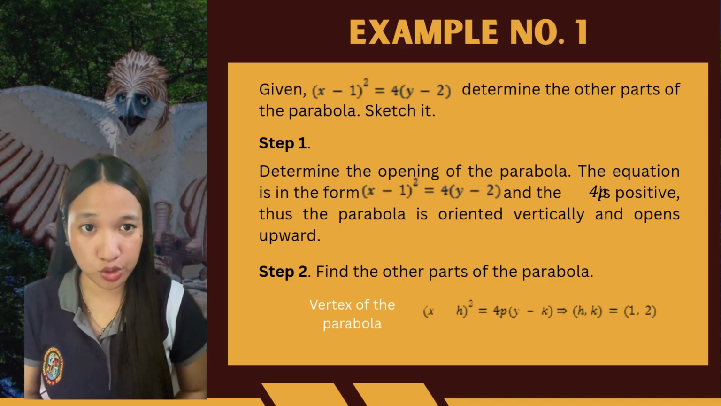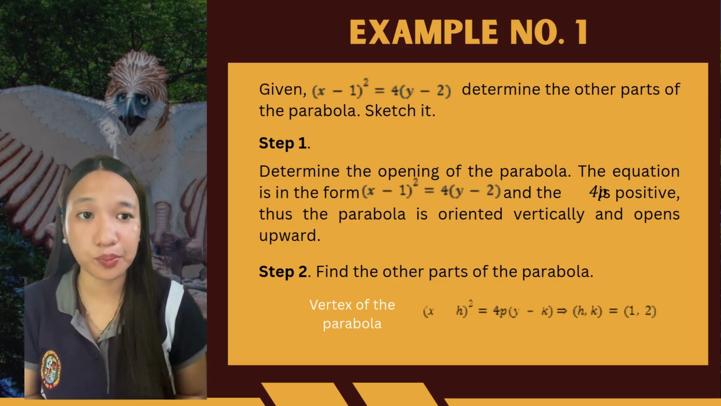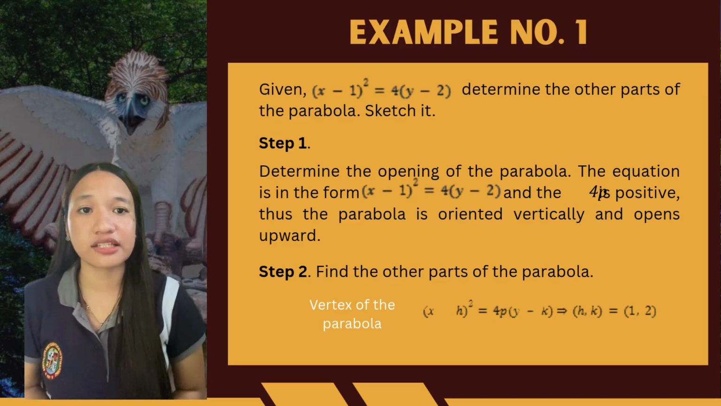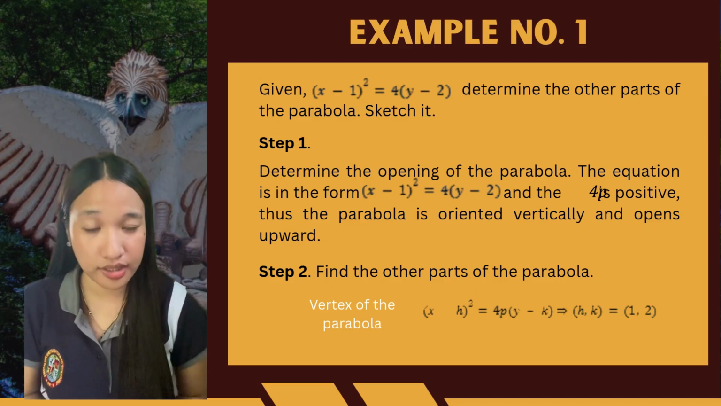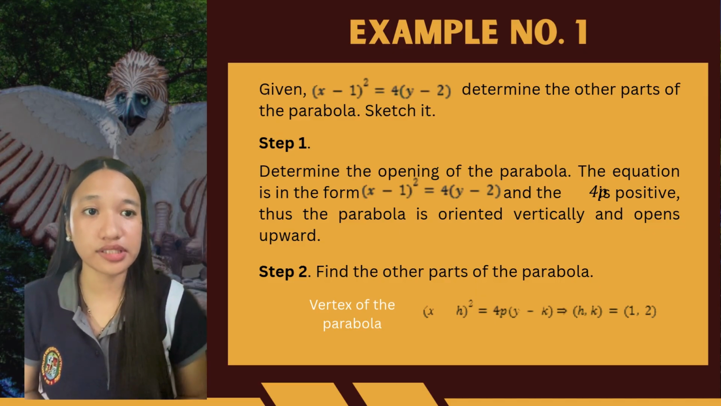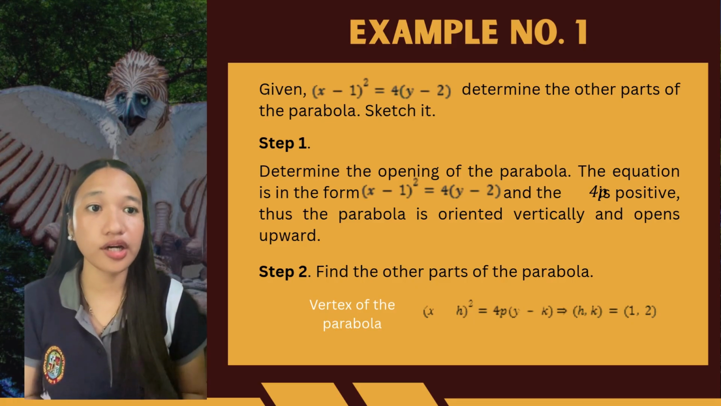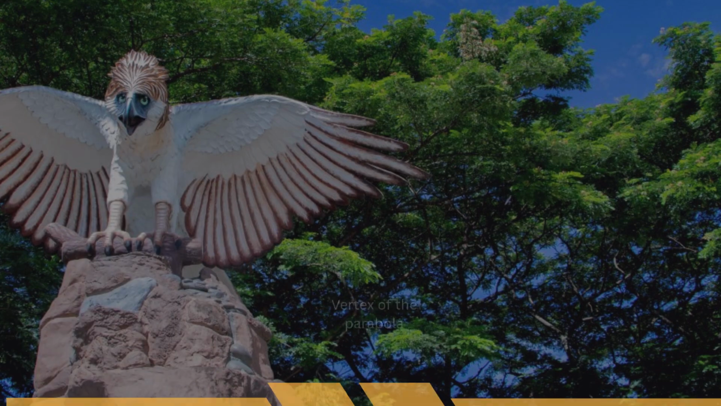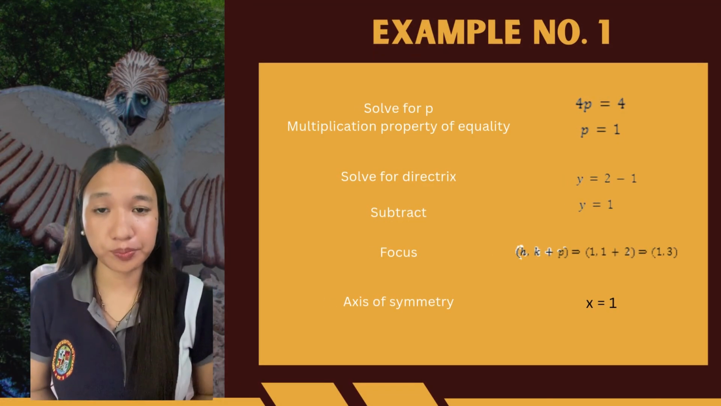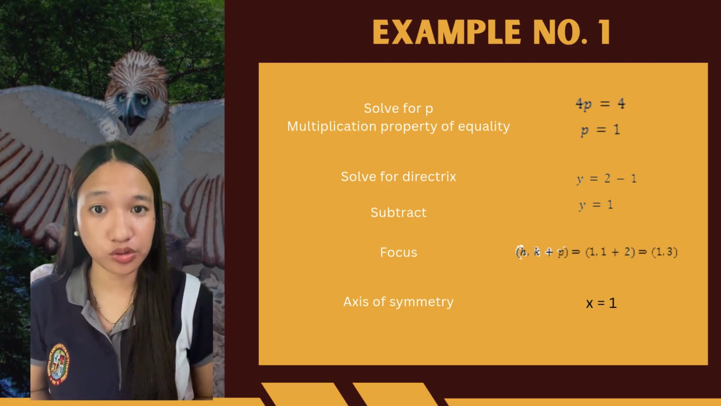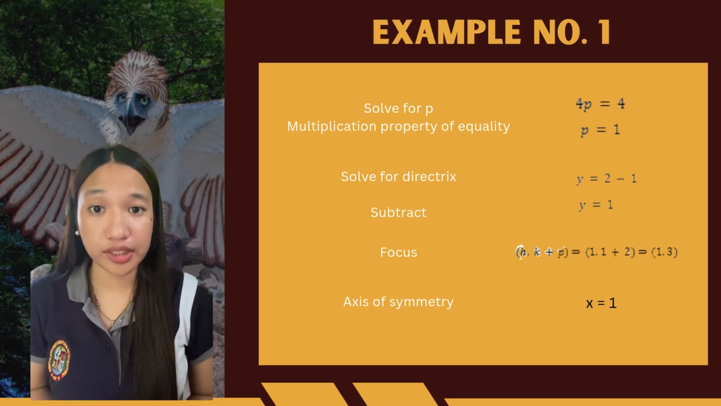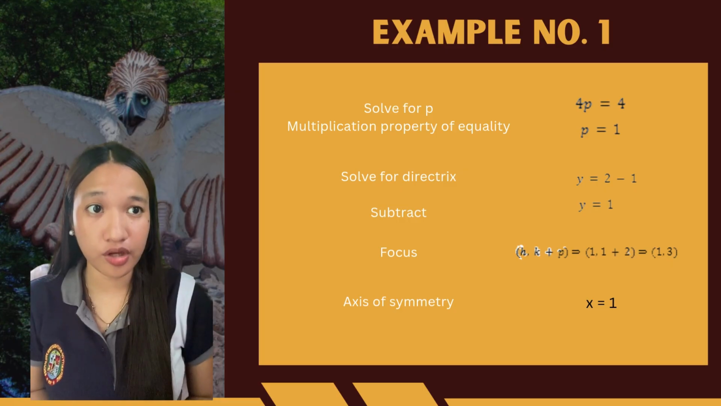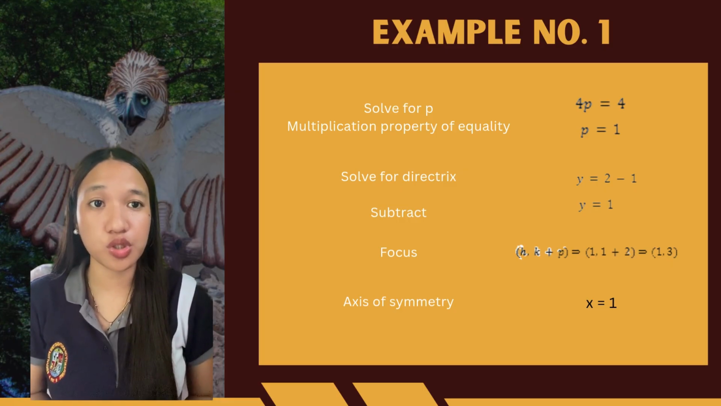For step 2, we have to find the other parts of the parabola. First is the vertex of the parabola. (x - h)^2 = 4p(y - k). So h and k: our h there is 1 and our k there is 2. Next we have to solve for p. We have 4p = 4. We use the multiplication property of equality. 4p divided by 4 is equal to p. 4 divided by 4 is equal to 1.